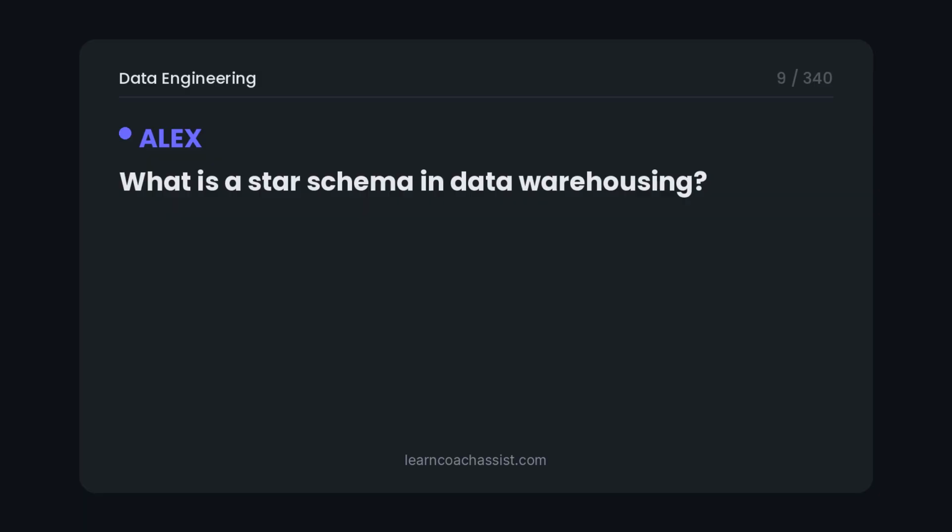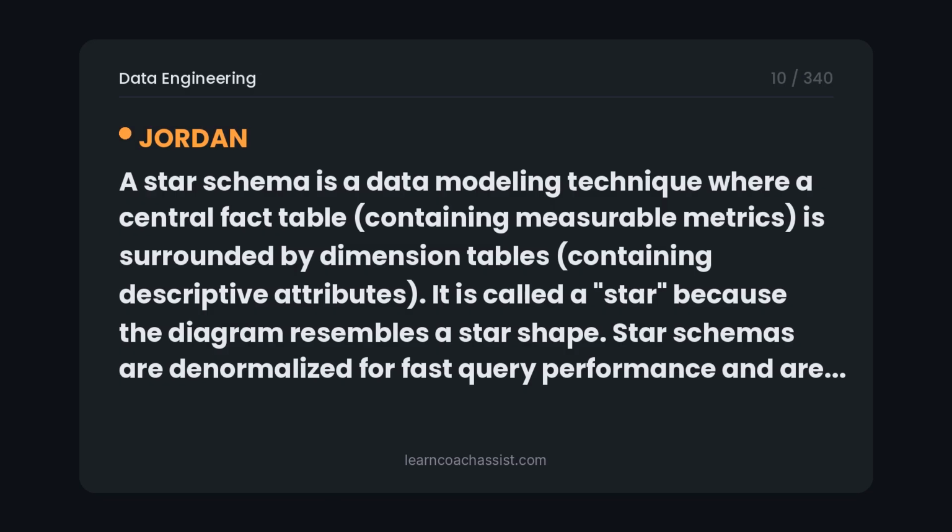What is a star schema in data warehousing? A star schema is a data modeling technique where a central fact table, containing measurable metrics, is surrounded by dimension tables, containing descriptive attributes. It is called a star because the diagram resembles a star shape. Star schemas are denormalized for fast query performance and are the most common schema in data warehouses.